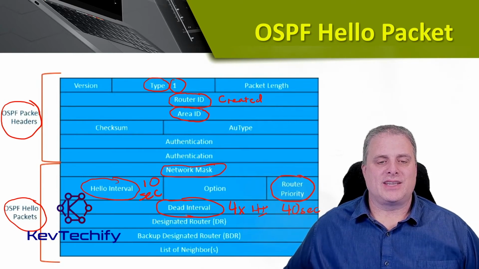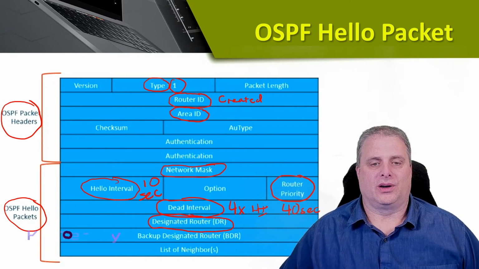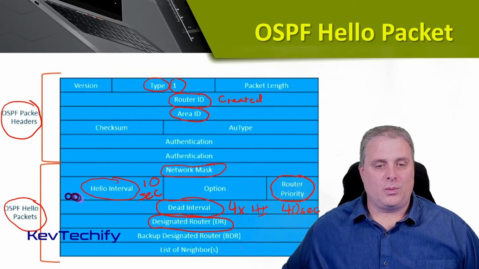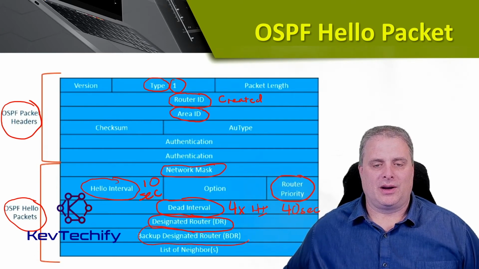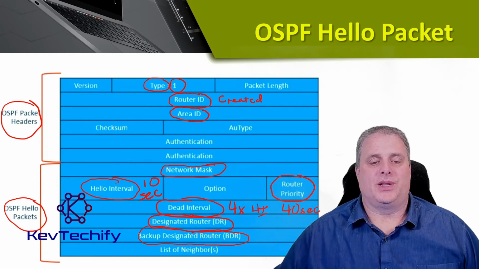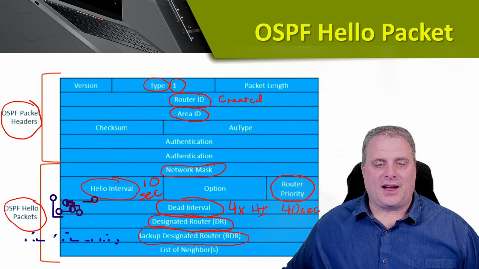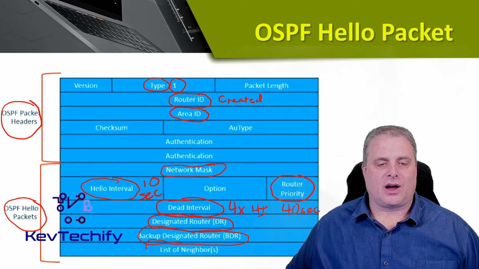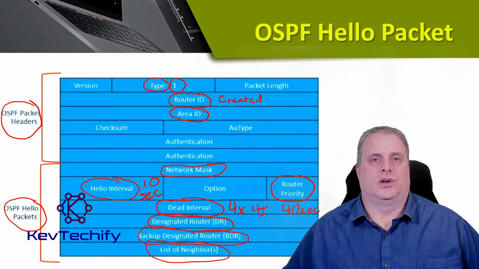Then we have the designated router. This is the ID of the designated router. Then we have the BDR, the backup designated router. This is the router ID of our backup designated router. And then finally, we have the list of neighbors, and it's just as it sounds. It's the list of all adjacent routers.